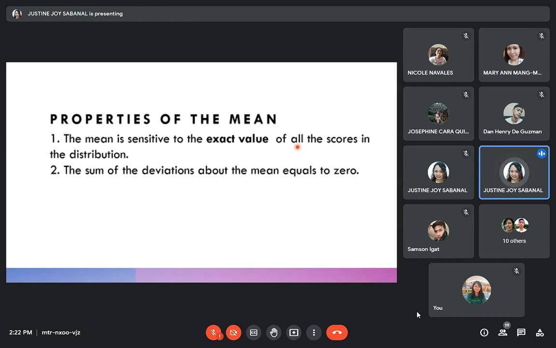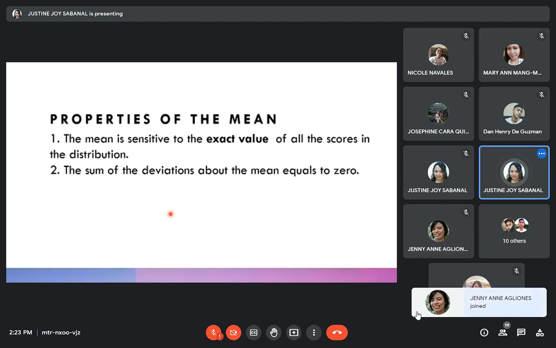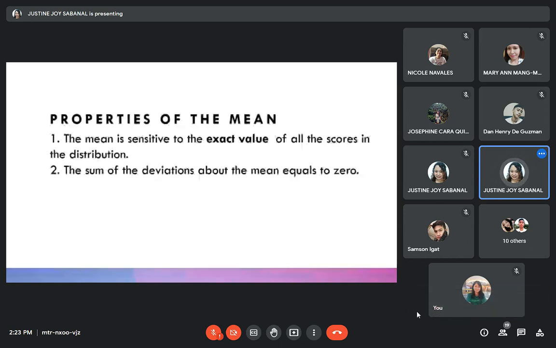So yung second property po is that the sum of the deviations about the mean is equal to 0. So pag sinabi natin deviation, di ba, pagkakaiba-iba. So in the aspect of numbers, ano yung difference noong data na na-generate natin to the information or to the mean that we computed. So, yun lang po yung deviation.